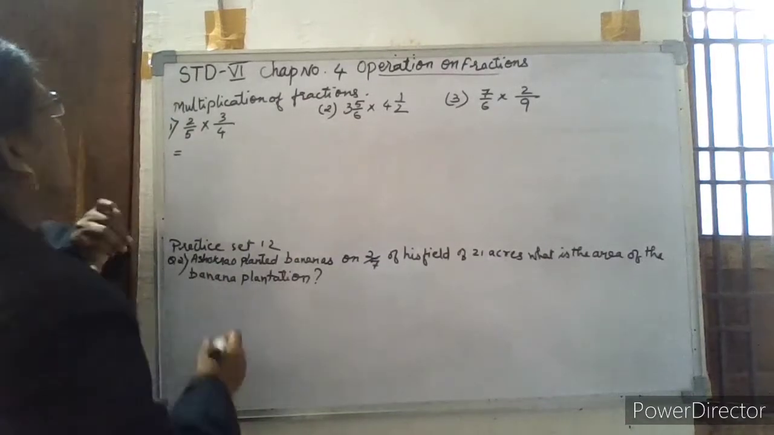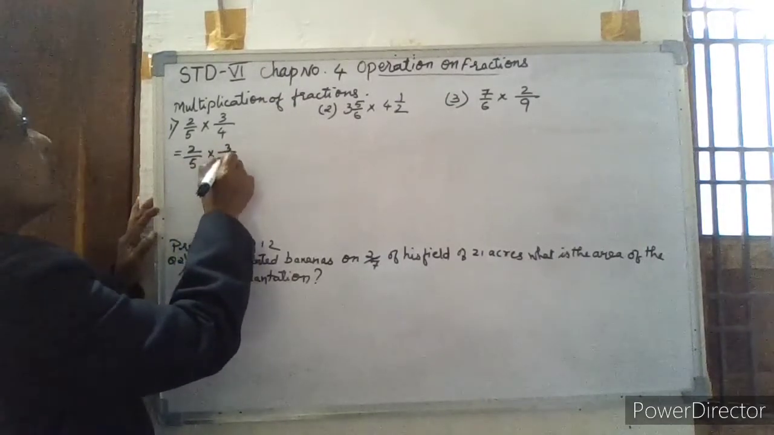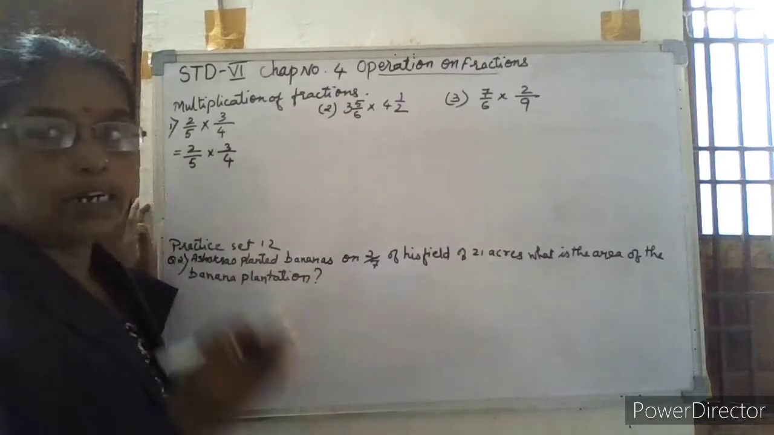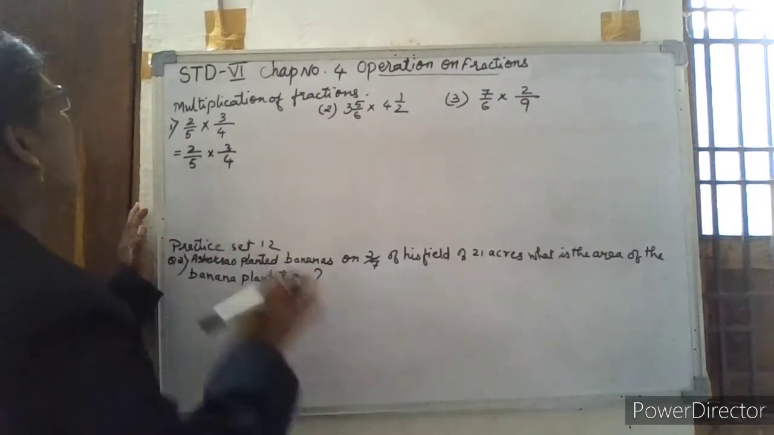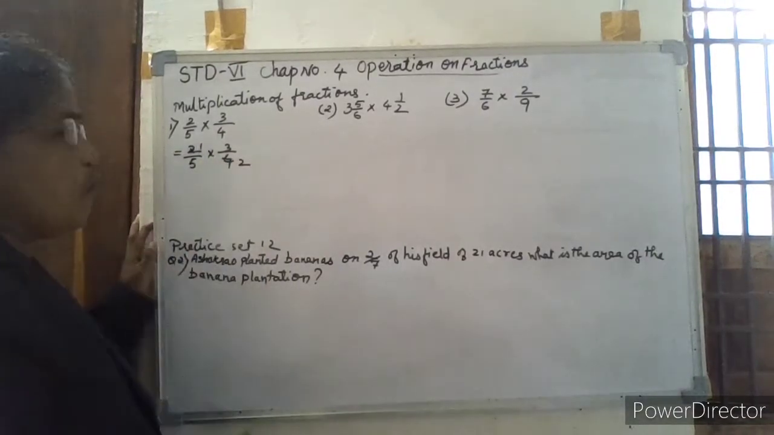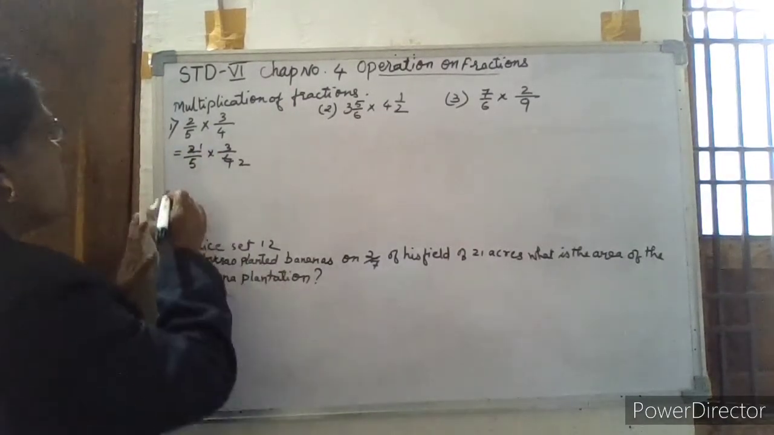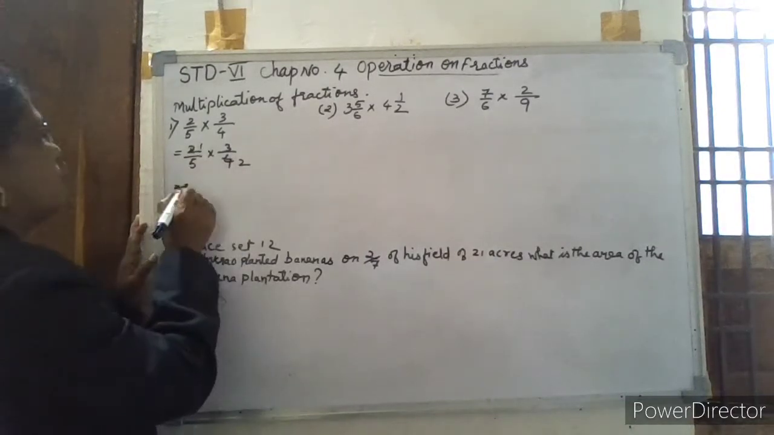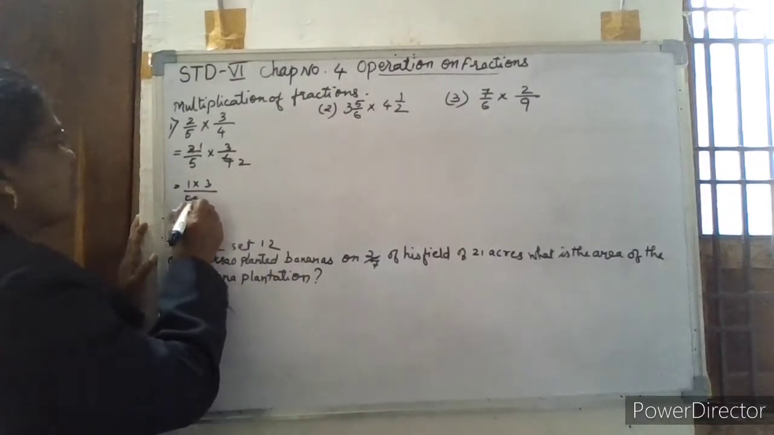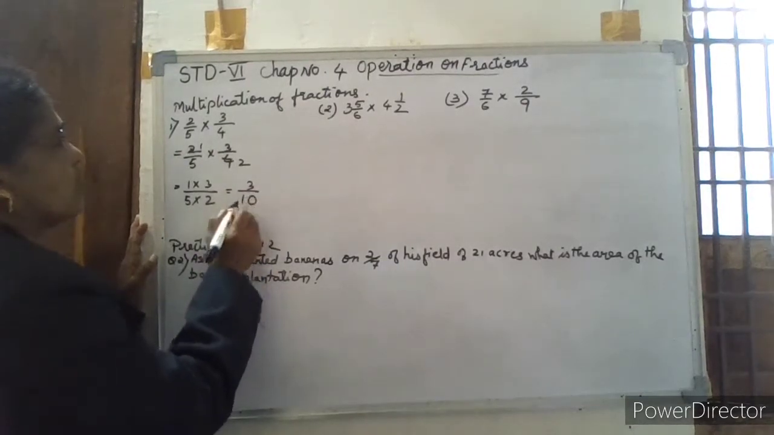2 by 5 multiplied by 3 by 4. In this way cross 2 and 4. 2 and 4 are the multiples of 2, so I can cancel this number. 2 1s are 2, 2 2s are 4. Cancel it. And the remaining 3 and 5 I cannot cancel. So what I have to do is numerator into numerator. Here numerator 1 is remaining into 3. Here denominator 5 into 2 is remaining. So 3 1s are 3 upon 5 2s are 10. This is a proper fraction, so we cannot do anything with this. Leave it as it is.